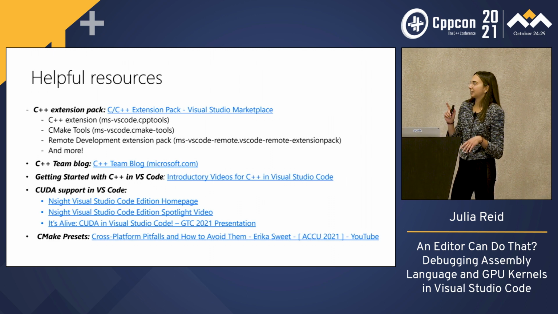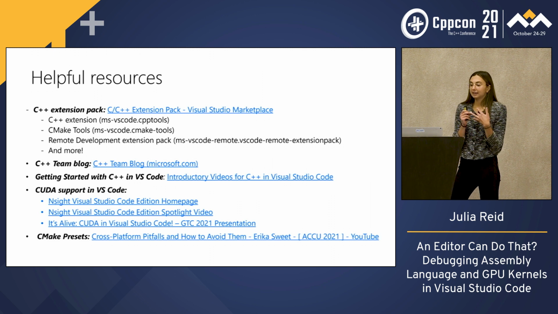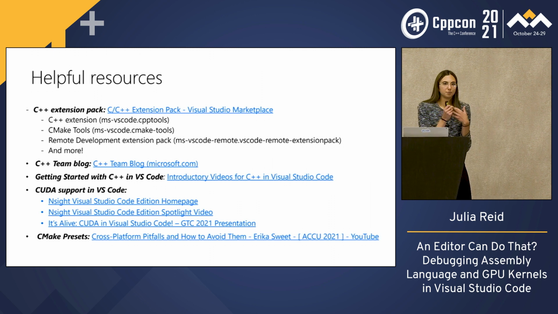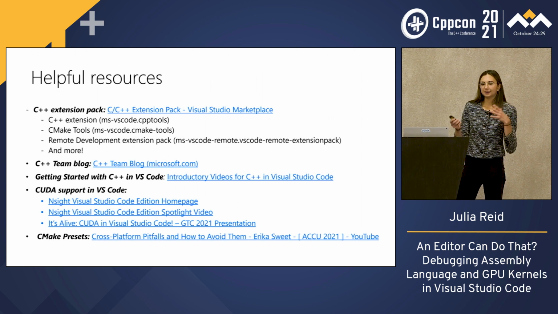One thing I'll mention is the C++ extension pack, which includes a lot of the extensions I showed you today, including the C++ extension, the CMake Tools extension, the remote development extension pack, and some more. Some other third-party extensions, including one that provides IntelliSense for CMake files. So I would recommend installing the extension pack to get you all the extensions you need to get started with your C++ development workflow.